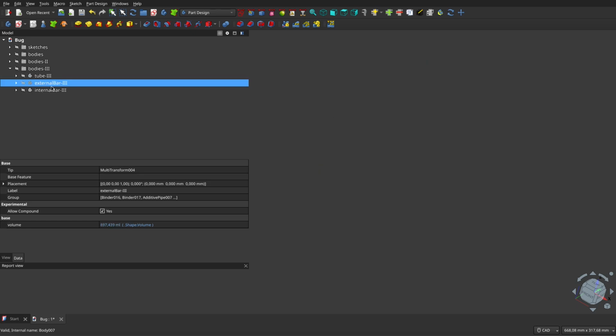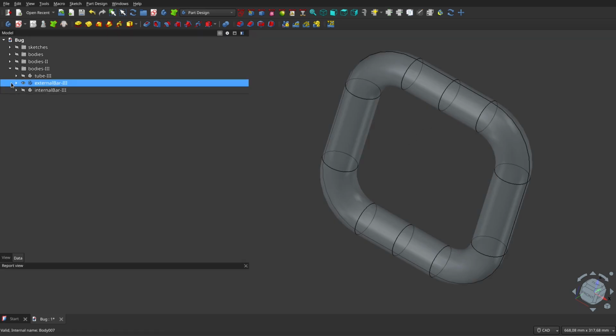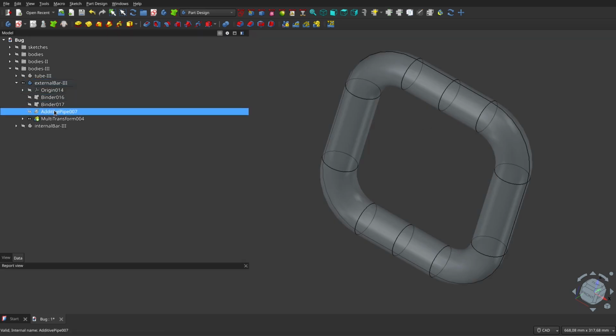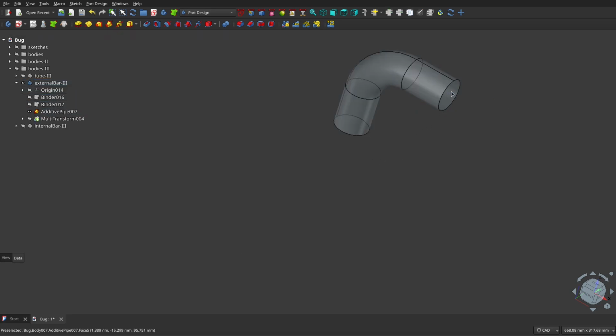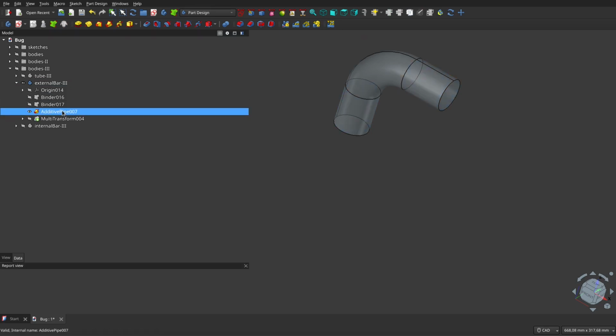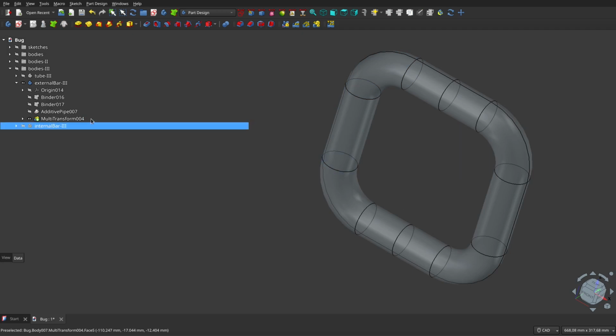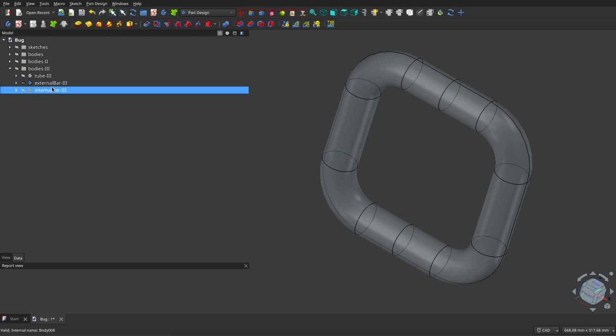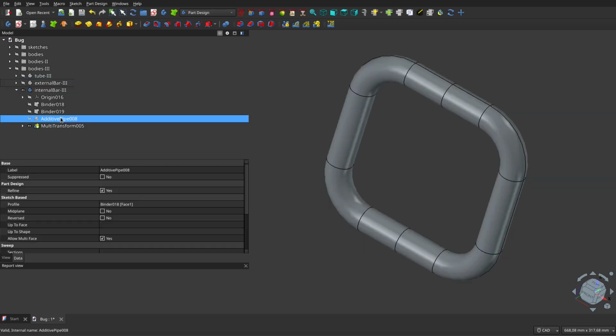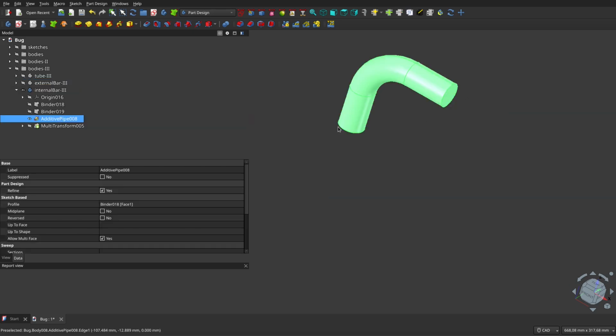So, placing everything in the same setup, here we have an outer bar, and you can see it really is just a bar, right here. When we apply the multi-transformation to this bar, we get this shape shown here. Alright. The same thing applies to the inner bar. When we apply the multi-transformation, first a reflection on this plane and then another on this other plane, we end up with this part here.